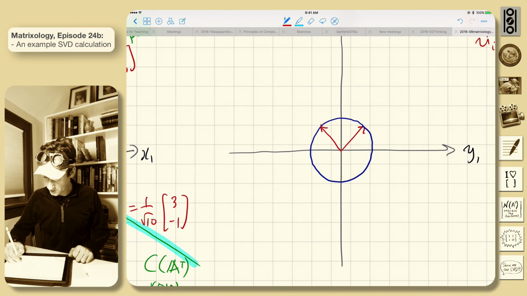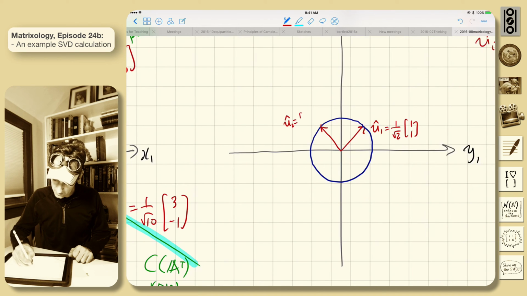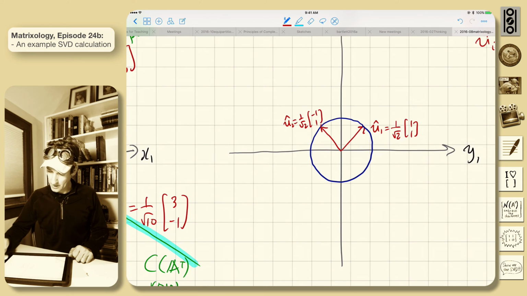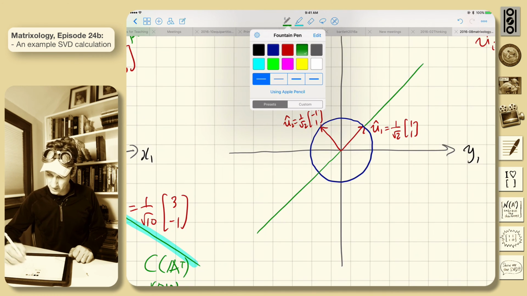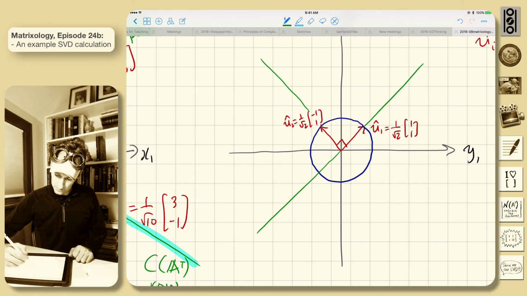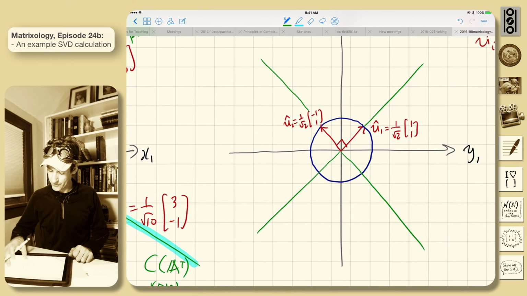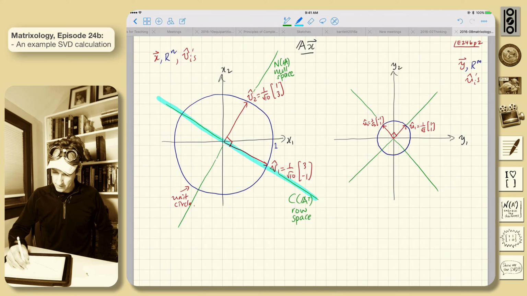Okay. So this is going to be U1, which is 1 over root 2, (1, 1). And then this is U2 over here, which is 1 over root 2, (-1, 1). And let's add the rest of the subspaces. These are, of course, at right angles to each other. So this line here is being mapped to this line.